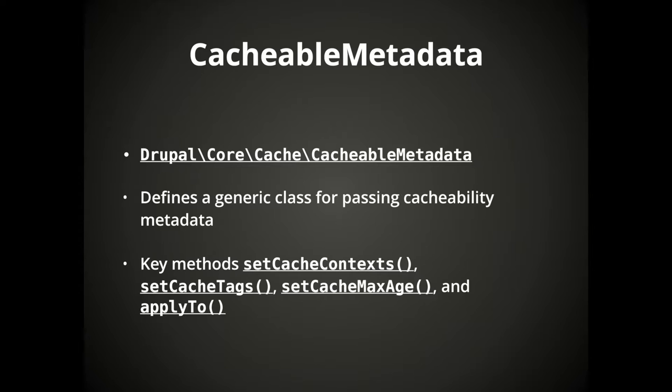Real quick, I'm just going to cover the metadata is an object that just helps you manage the cacheable data. It's just a generic class for caching that data around. It provides methods to set context, tags, max age, and it has this apply to method. And that apply to method, which would apply to the render array, I'm going to show you what that does.